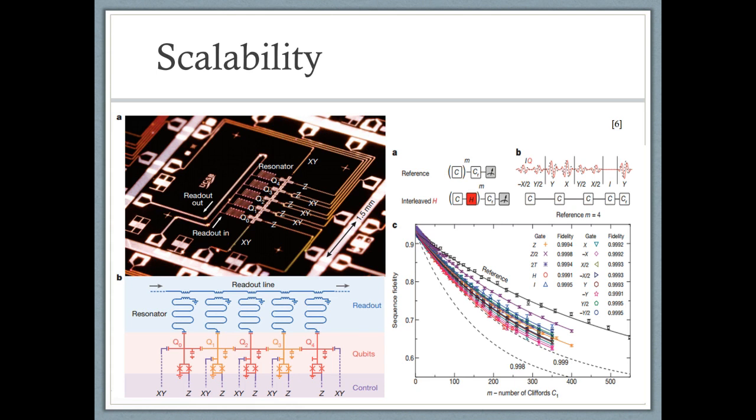Figure B shows a schematic of the quantum processor. There is a single readout line connecting to the 5 qubits. Each qubit is coupled to its nearest neighbor, which you can see from the oscillation between red and orange.